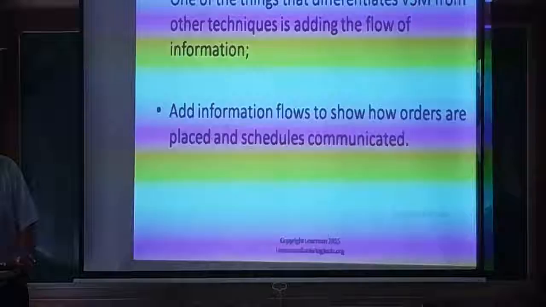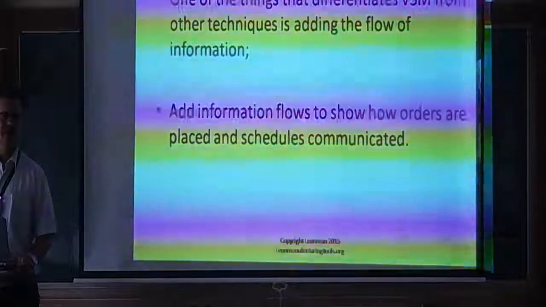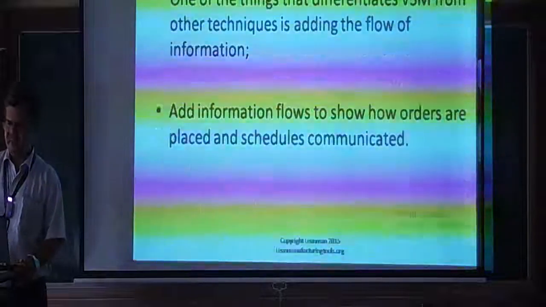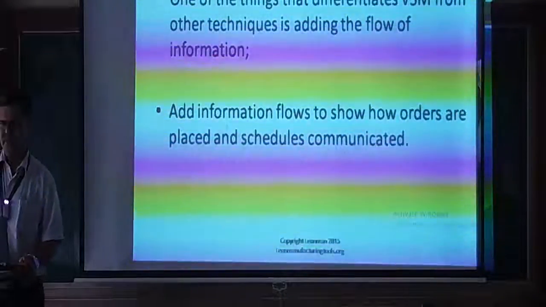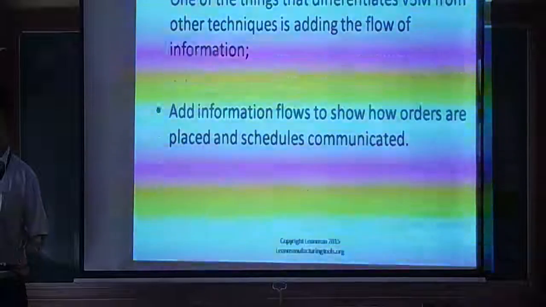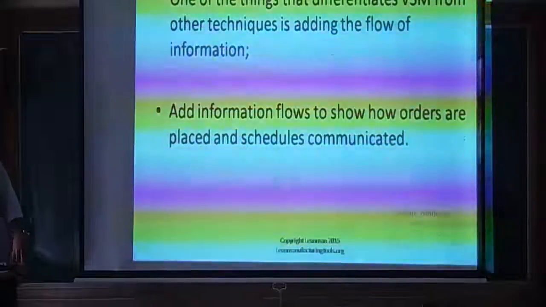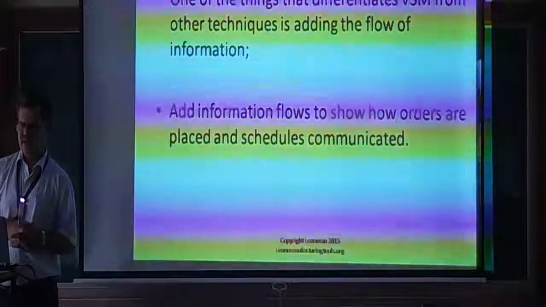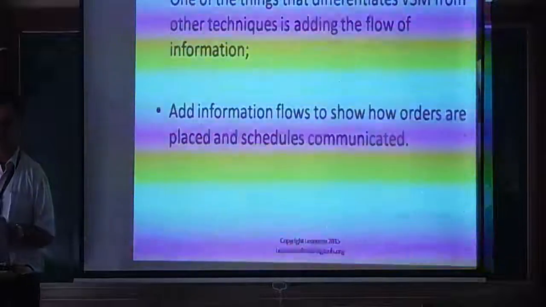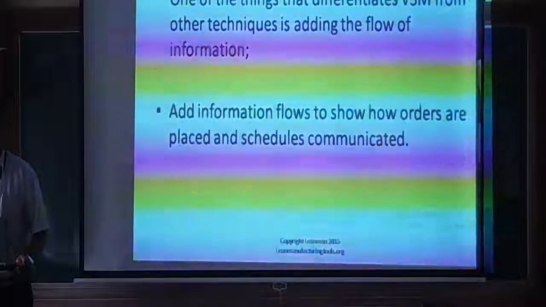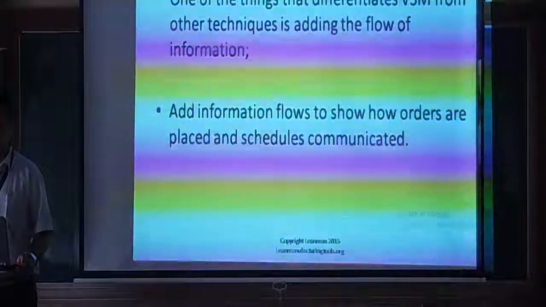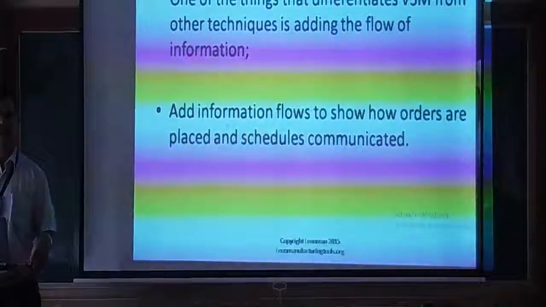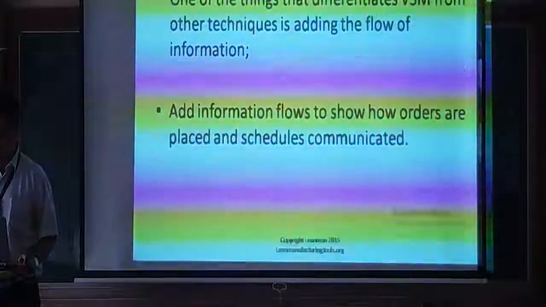I also explained this during the tools in lean manufacturing, information flow and all. One of the things that differentiates value stream mapping from other techniques is adding the flow of information. Normally, many times we do not show the information, only the movement of components or items. But here, one of the important things of value stream mapping is also to show the information flow. Add information flows to show how orders are placed and schedules communicated. It should show how orders are placed and how schedules are communicated across the system.